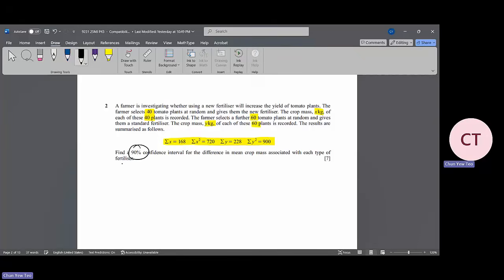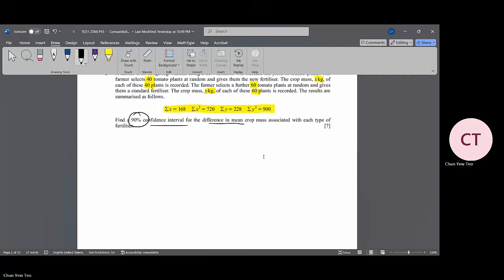Then find a 90% confidence interval for the difference in crop mass associated with each type of fertilizer. You need to find the confidence interval. So first of all, we need to find x bar. That means you just take 168 divided by 40. For y bar, you take the total divided by 60. If you press the calculator, you get this one as 3.8. Then we need to find the unbiased estimate of the population variance of x.